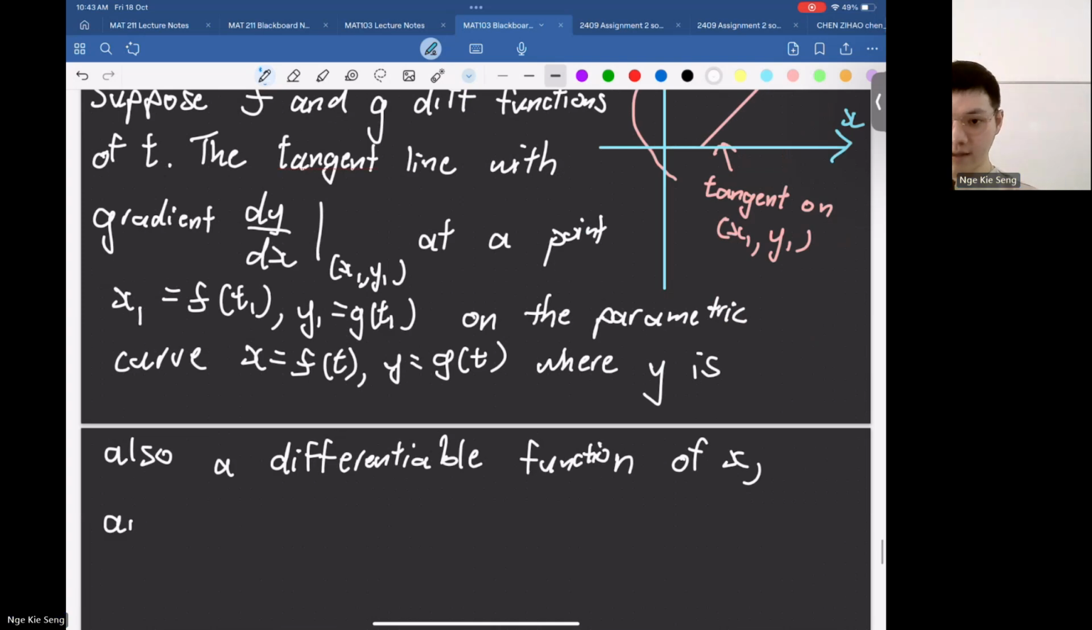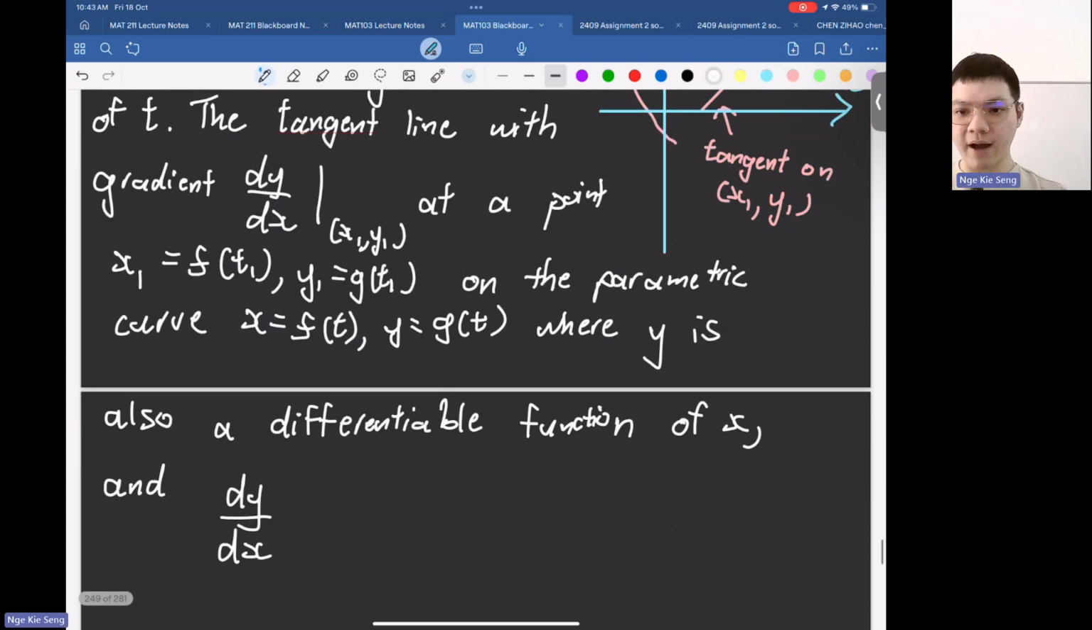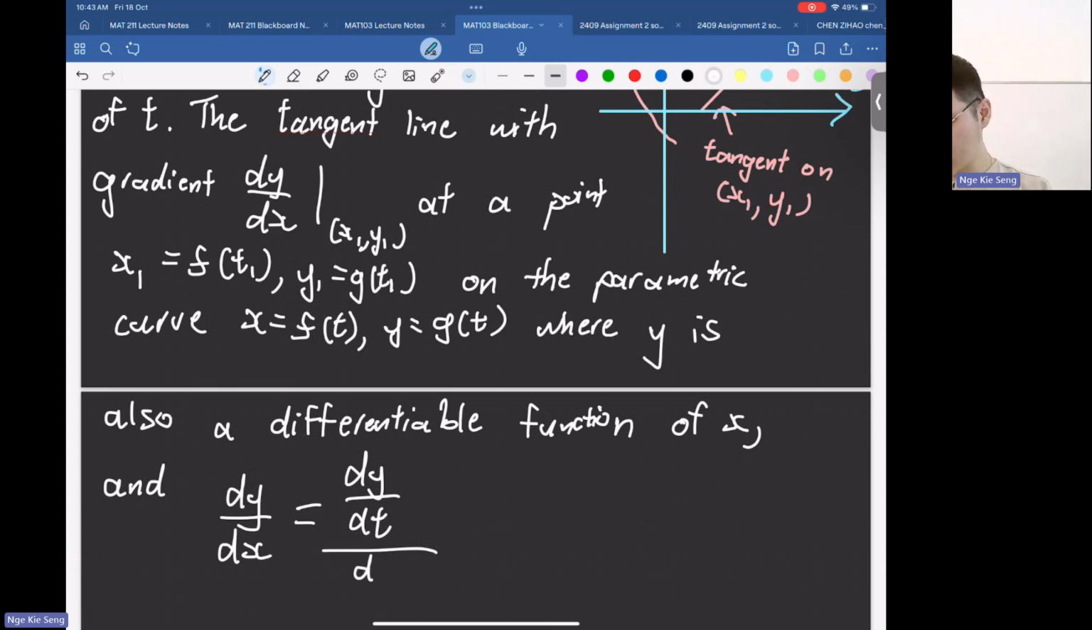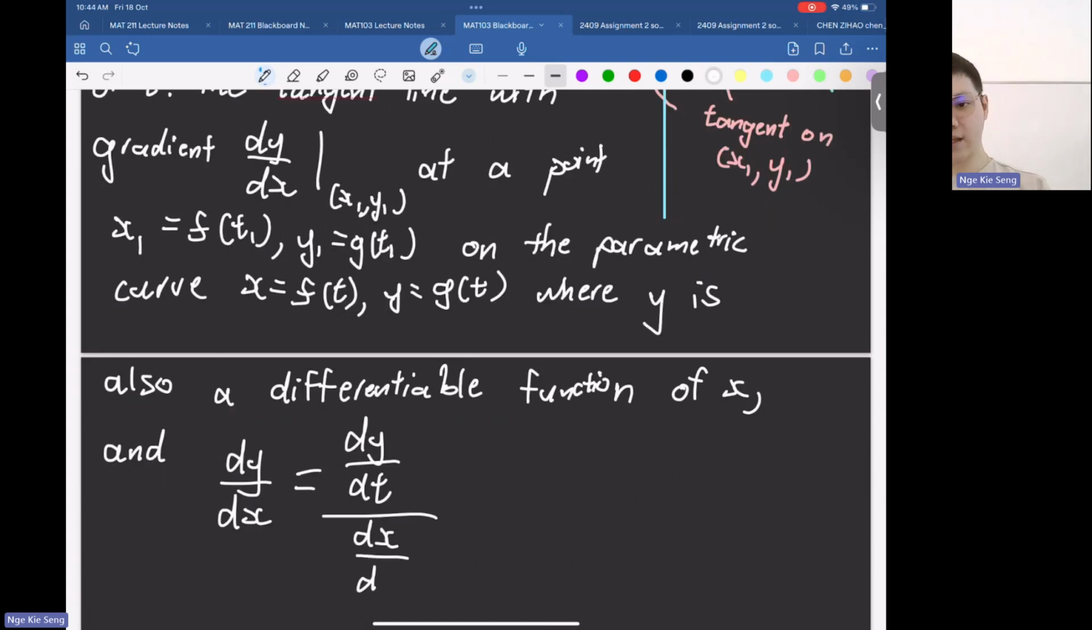Then now I'm going to give you this formula. How is this dy dx defined? This dy dx is defined by differentiating y with respect to t and dividing by dx over dt, differentiating x with respect to t. But I think you are familiar with this, right? This is what? Chain rule. Yeah, this is the chain rule. We're going to prove this. This is the chain rule.